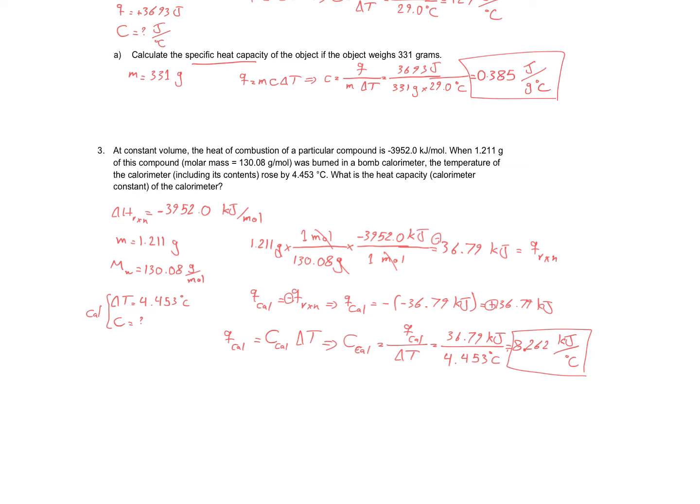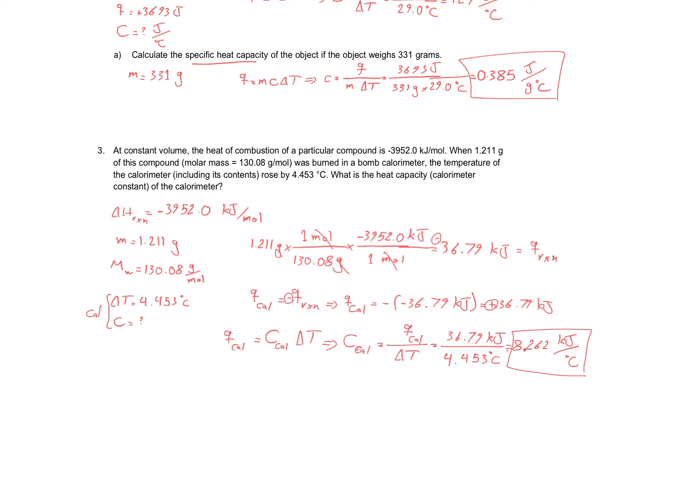So the compound was burned in a bomb calorimeter. The temperature of the calorimeter increased, including the content. So everything inside the calorimeter, if you have a solution, the calorimeter, metal, and everything, the temperature rose by 4.453. So that's a delta T, and that's for the calorimeter. What is the heat capacity of the calorimeter?